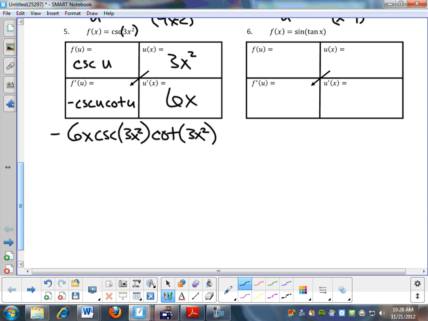A lot of people, when they get to the test, do this as the product rule. You have to be able to decipher on the test when to use the product rule, when to use the chain rule. Okay? This is a chain rule problem. What's the inside? What's the outside? What's the derivative of sine of u? What's the derivative of tangent? Secant squared.